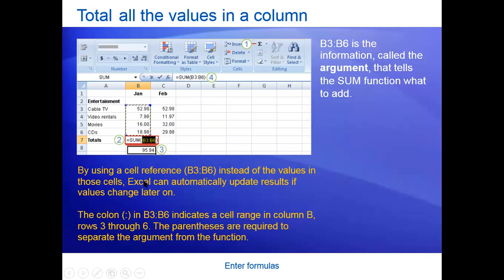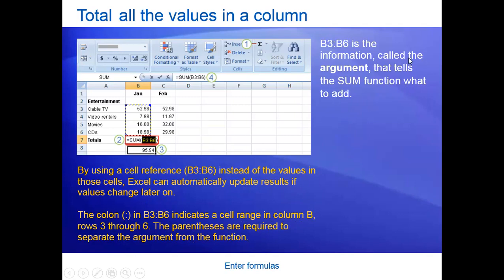By using the cell reference, yan, yun yung ibig tawag doon, B3 to B6. That is a cell reference. Instead of the values in those cells, Excel can automatically update result if values change later on. Okay. The colon sign in B3 and B6 indicates a cell range in column B, row 3 through B6. The parentheses are required to separate the argument from the function.